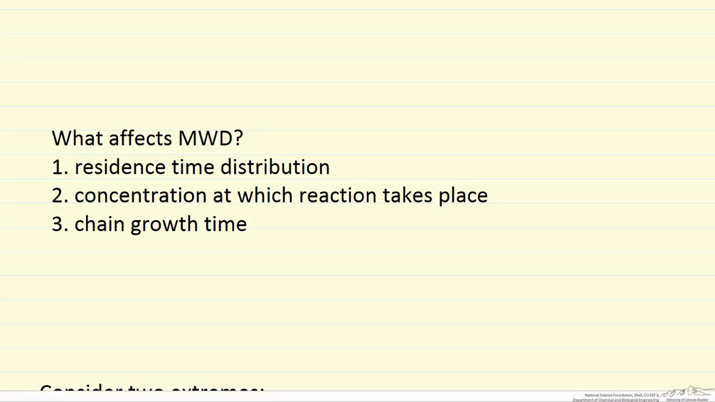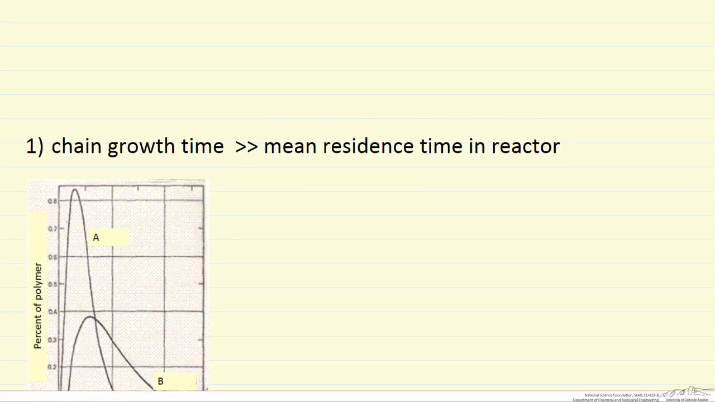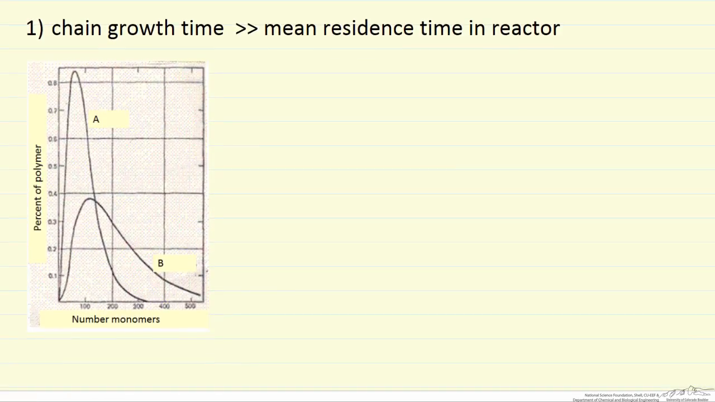So we're going to look at the two extremes and then compare reactors. One extreme, the chain growth time is much longer than the average or mean residence time in the reactor. And the other, the chain growth time is much shorter than the mean residence time in the reactor. So we'll start out and let's look at the case where the chain growth time is much larger than the mean residence time in the reactor. For example, condensation polymerization, where the polymer keeps growing, in the case where no termination step, keeps growing as long as it's in the reactor. So there, in this case, the chain growth time is much longer than the mean residence time.